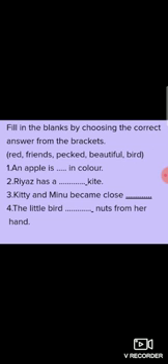Second one, Riaz has a dash kite. Third one, Kitty and Minu became close dash. Fourth one, the little bird dash nuts from her hand. My dear children, write answers by choosing the correct one from the brackets and fill in the blanks suitably. After that, you can check your answers with the answer key that I am going to provide you at the end of the class.